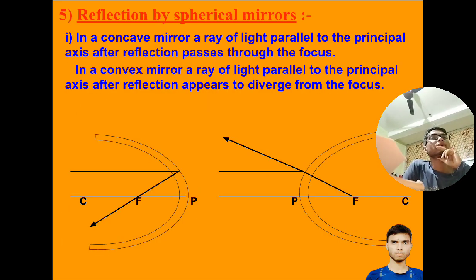Reflection by spherical mirrors. In a concave mirror, a ray of light parallel to the principal axis, after reflection, passes through the focus. In a concave mirror, you will realize that parallel rays of light will be converging, meeting at one place, but not inside the mirror. This is what happens with the concave mirror.